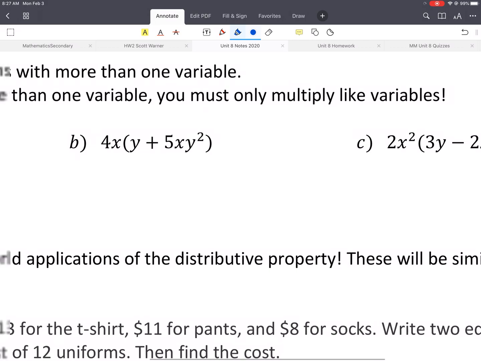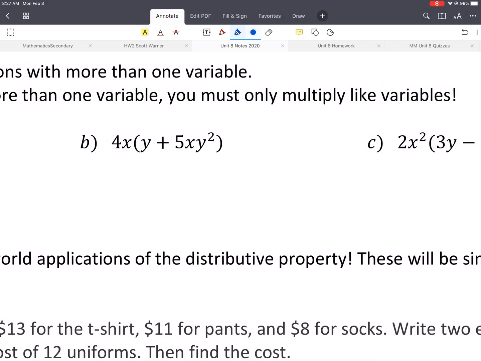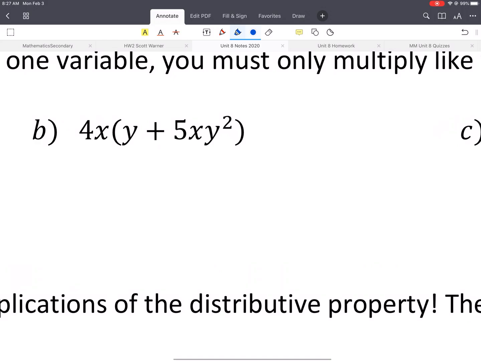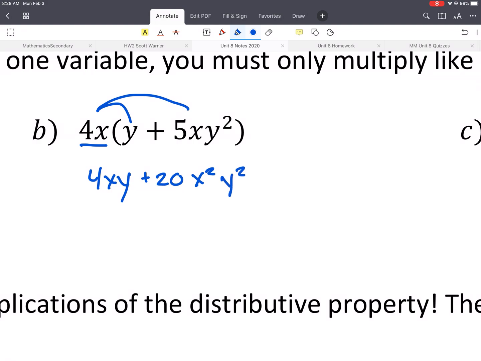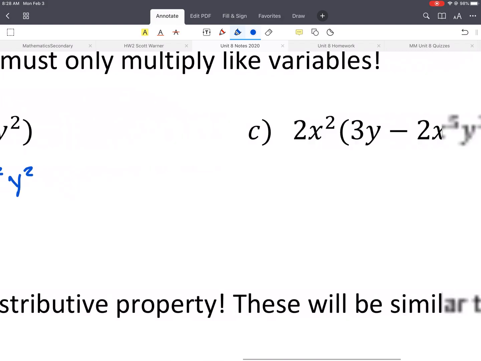All right, pause and see if you can do B and C. Okay, 4x times y, that gives us 4xy. And then we'll distribute to here. We have 4 times 5, well, that gives us 20. X times x gives you x squared. And then we just have a y squared. We can't distribute, there's nothing to distribute to y. So it will just stay the same as y squared.